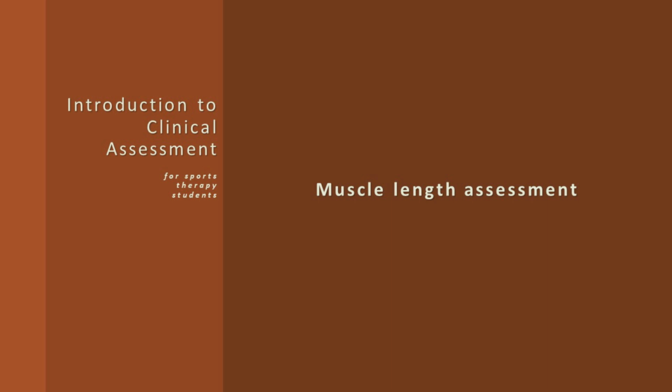For the standard Thomas test, the patient should be able to maintain normal lumbar lordosis when lying supine. With excessive muscular tension or joint contracture, the affected hip is likely to be observed being held in a position of flexion and possibly increased lumbar lordosis.